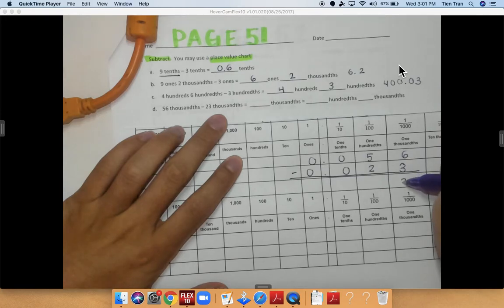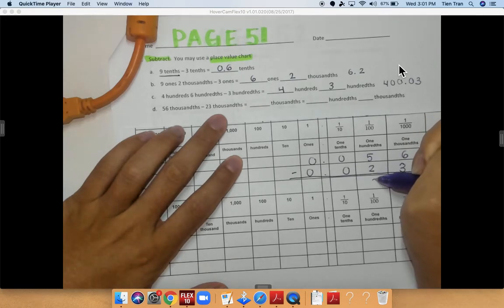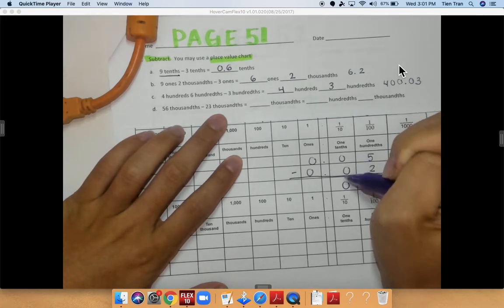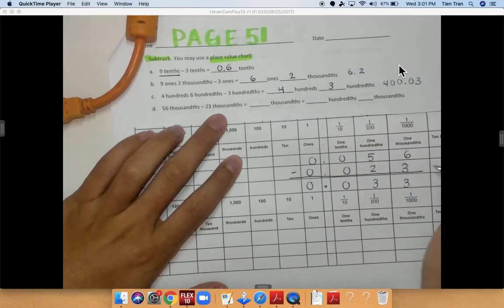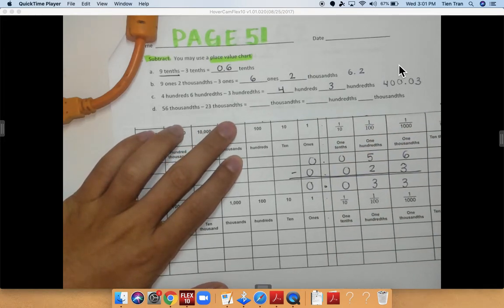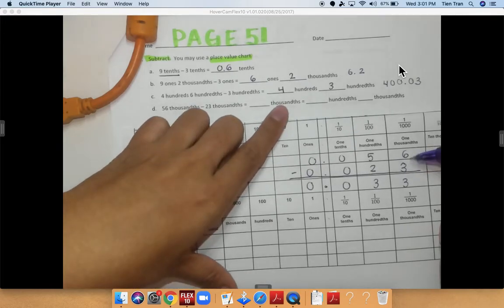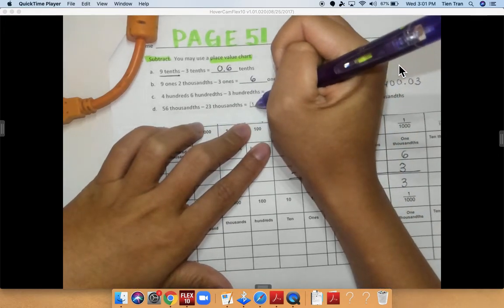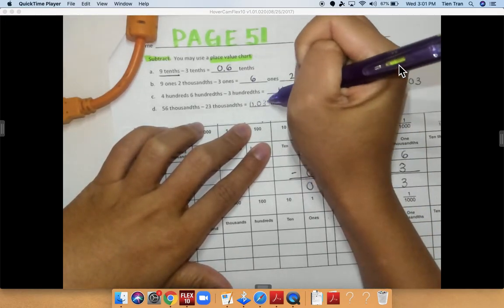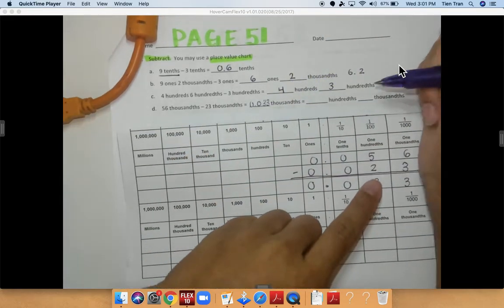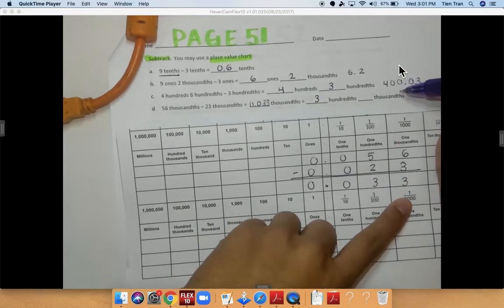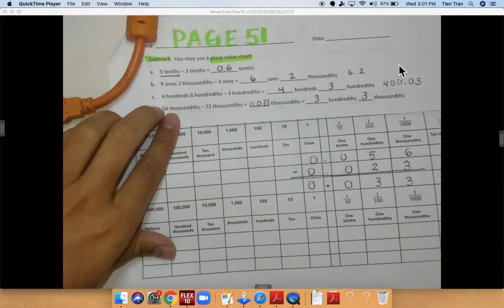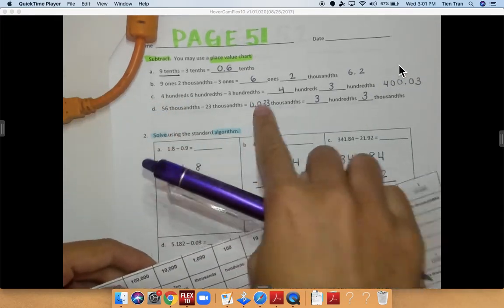6 minus 3 is equal to 3. 5 minus 2 is equal to 3. Bring down my 0. Bring down my decimal. Bring down my 0. So it looks like I have 0.033 thousandths. And how many hundredths are there? 3. And how many thousandths are there? 3. Okay, so my final answer is already right here.